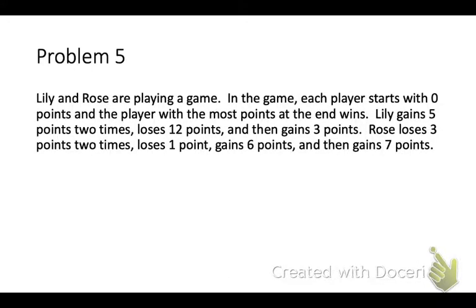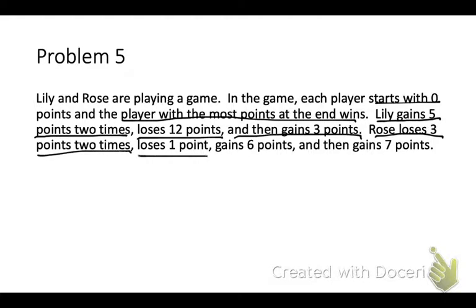Alright, last problem is a fairly intensive problem, but again, if you just take it one step at a time, it's not bad. Lily and Rose are playing a game. In the game, each player starts with 0 points, and the player with the most points at the end wins. Lily gains 5 points 2 times, loses 12 points, and then gains 3 points. Rose loses 3 points 2 times, loses 1 point, gains 6 points, and then gains 7 points. Okay? And we're trying to figure out who wins the game.